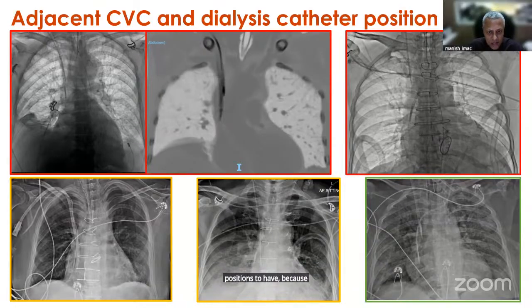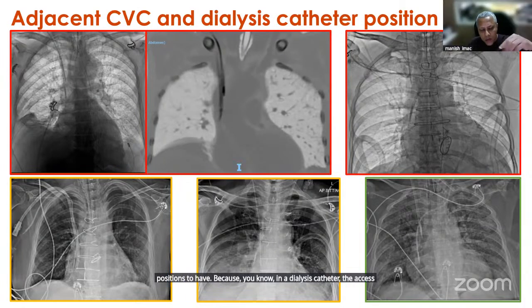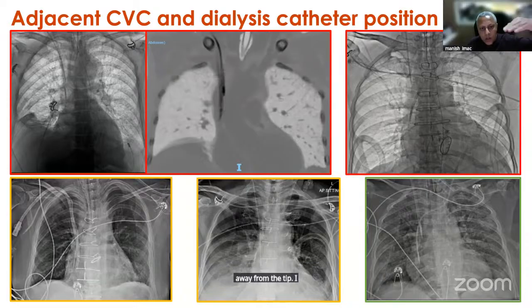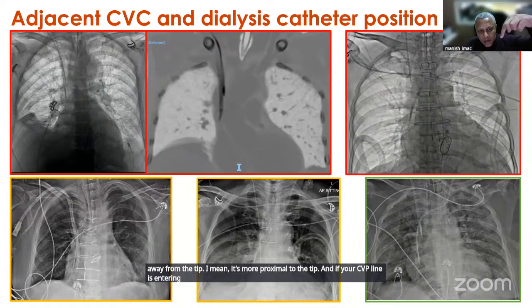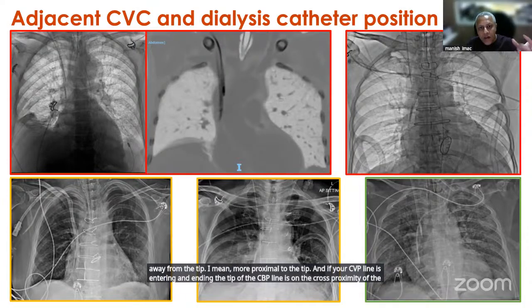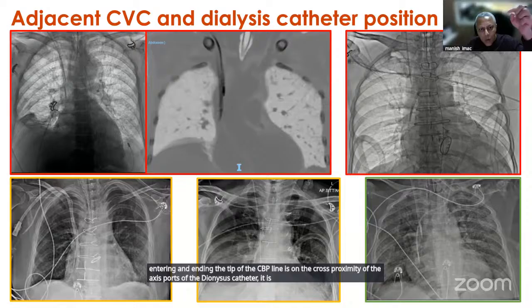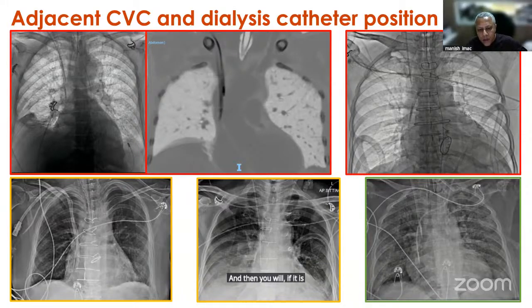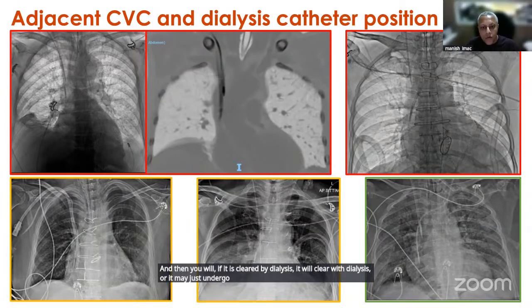Because in a dialysis catheter, the access is taken about 2 to 3 centimeters away from the tip. I mean, it's more proximal to the tip. And if the tip of your CVP line is in close proximity to the access ports of the dialysis catheter, it is very likely that whatever you're infusing in the CVP line will be directly sucked into the dialysis catheter. If it is cleared by dialysis, it will clear with dialysis, or it may just undergo a certain amount of recirculation and lose its effectiveness.